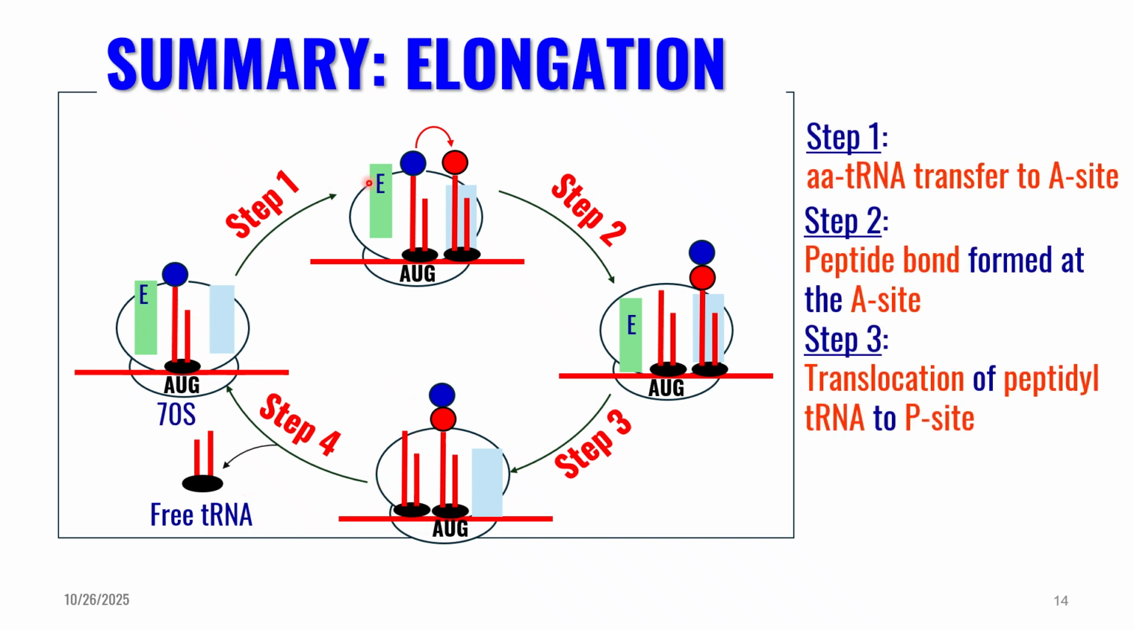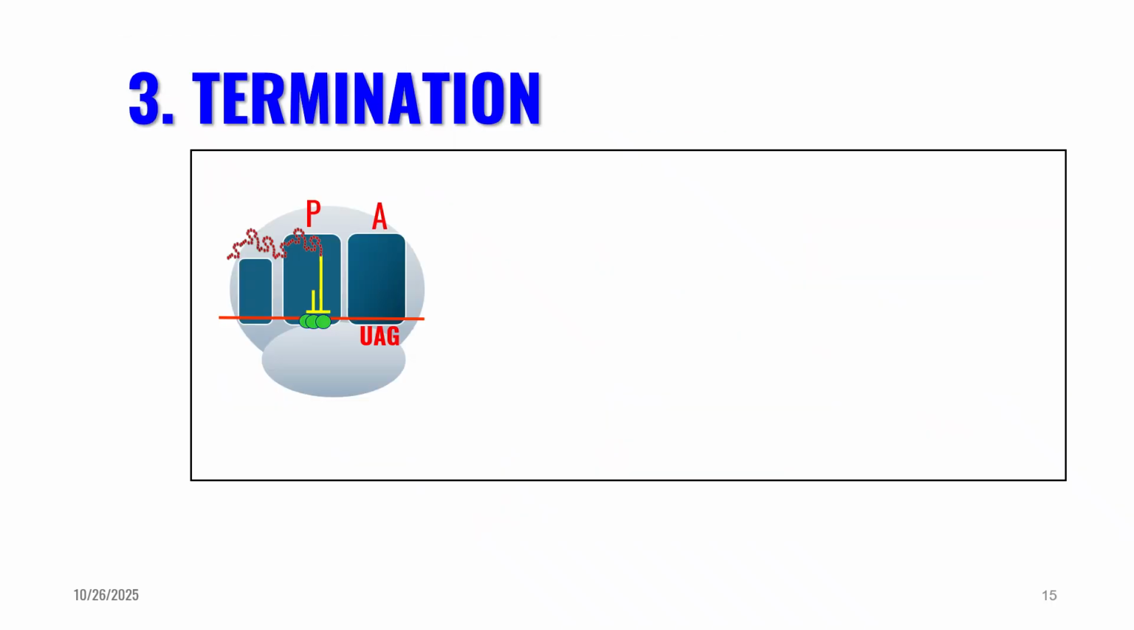So these steps or cycles continue until the ribosome aligns its A site to one of the stop codons UAG, UGA or UAA. There is no tRNA for these stop codons, and therefore they serve as a signal for termination. So termination requires three release factors, RF1, 2 and 3, and one of the stop codons. For example, here UAG is shown.